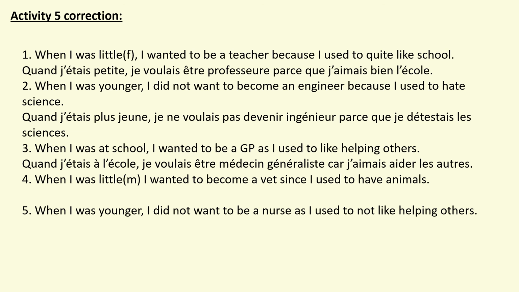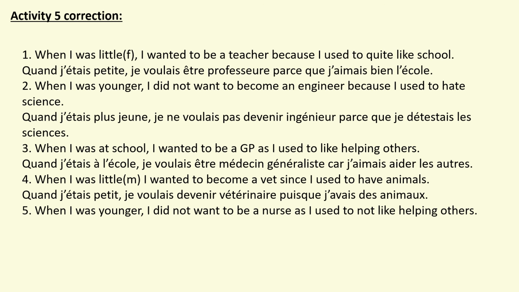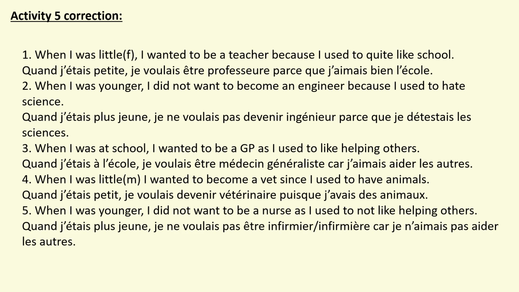3. Quand j'étais à l'école, je voulais être médecin généraliste car j'aimais aider les autres. This sentence has plenty of accents on different letters, so double check that they're all there. 4. Quand j'étais petit, je voulais devenir vétérinaire puisque j'avais des animaux. Once again, double check your spelling. And for the last one, you had 2 options for nurse, either masculine or feminine. That was the only thing that you needed to check. So press pause, tick or cross your sentences, take correction, and then press play when you're ready to finish the lesson.